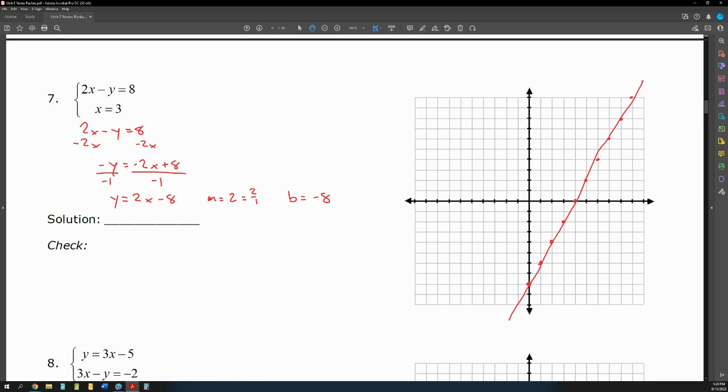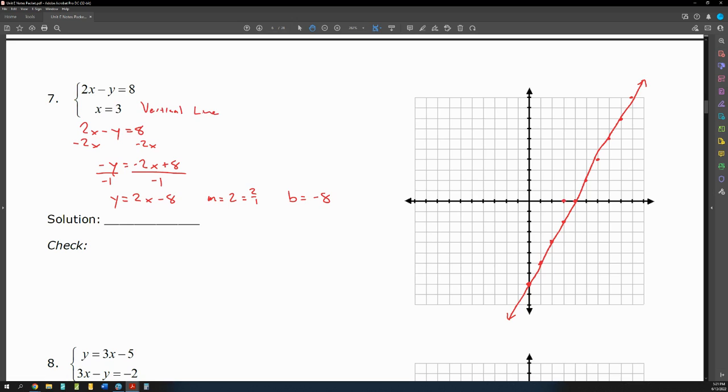And draw your line. Ooh, I could use a straight edge. All right, so there's our line. For the other equation, we have x equals 3. We know that whenever we have x equals a number, this tells us that we have a vertical line. So we're going to go ahead and plot x equals 3.